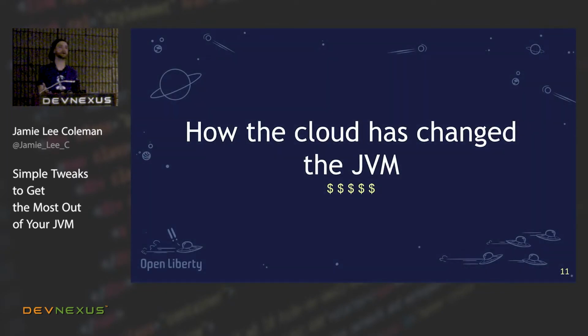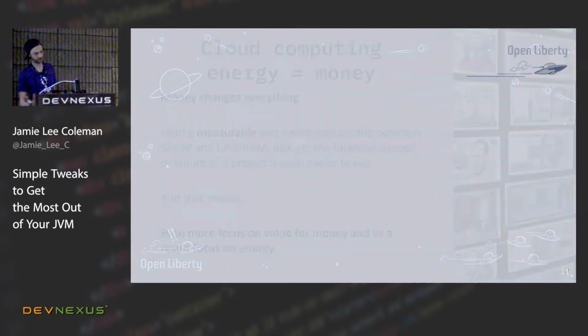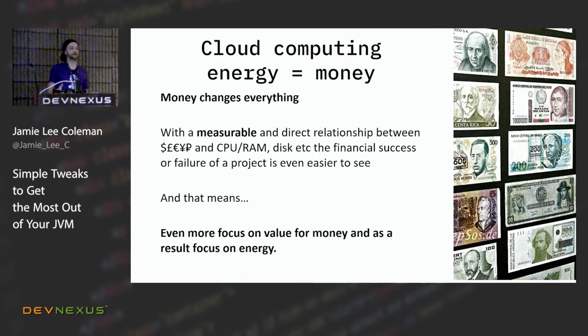Now let's look a bit at how the cloud and the JVM have changed over the years. A lot of people don't think about this. You all get preached about saving money, saving resources, but what does that actually correspond to? Well, if we're saving money on the cloud, we're also saving energy. And as engineers, it's kind of our responsibility to do something about this.